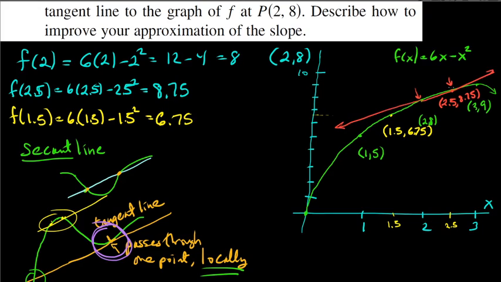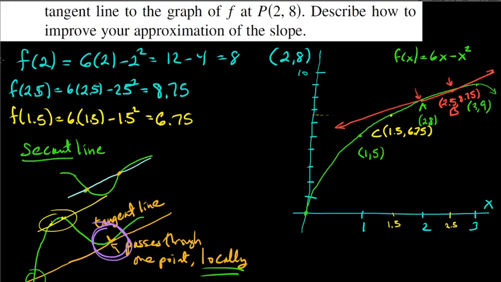So that's the secant line passing through. Maybe I should label these. How about A, B, and C? So the red point is B, and then the yellow point will be C.